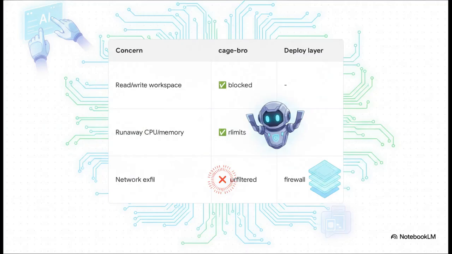Technically speaking, version 0.2.0 is the very first release that truly locks down the security model, making it the one that really matters. Transparency is key here. The system reliably blocks an agent from reading or writing outside its specific workspace, and it immediately kills runaway resource hogs. But, and this is important, notice what CageBro does not do. Network exfiltration and kernel exploits, those are still on you. This is by design, guys. It means you must pair CageBro with a proper deploy layer like a host firewall or a virtual machine to get true, bulletproof security for hostile code.